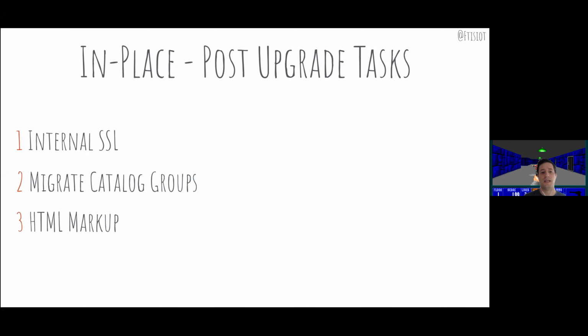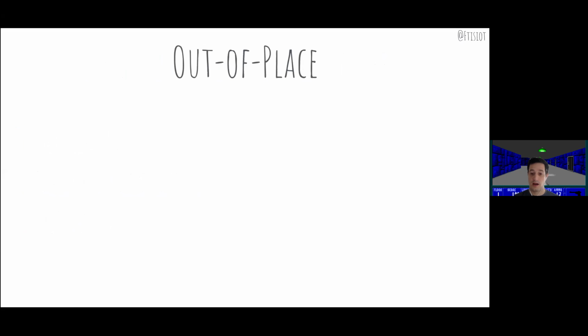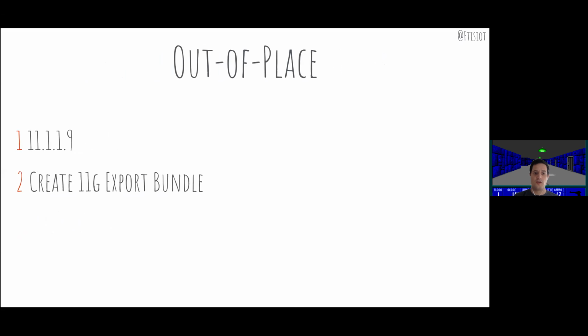And then you have to re-enable, for example, the HTML markup, which allows developers to write HTML within the dashboard pages. This is all the stuff that you need to do for the in-place. There is nothing else. On the other side, for the out-of-place, if you start, for example, from 11.1.1.9, you create an export bundle, a tar file containing the security, the RPD, and the catalog, and you import that in OAS. This is all you have to do for the out-of-place.